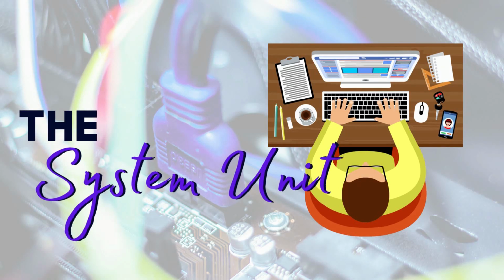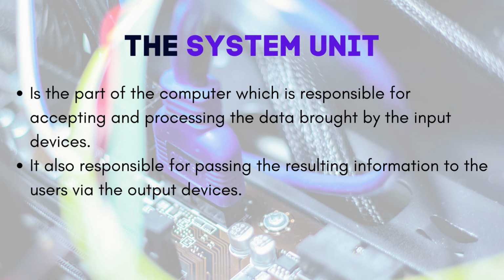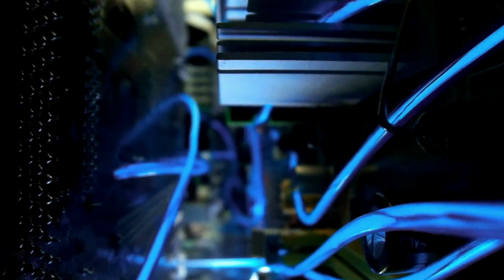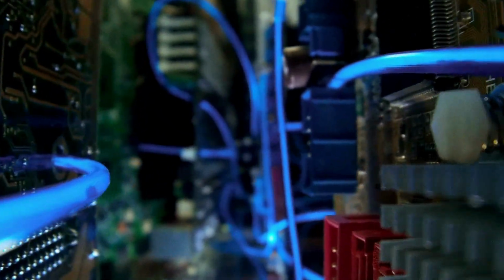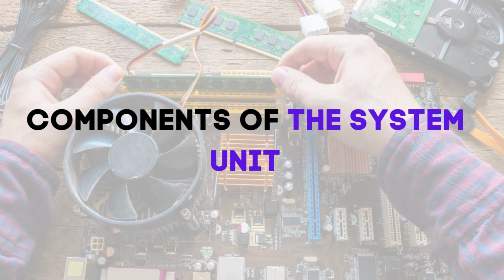The system unit is the part of the computer which is responsible for accepting and processing the data brought by the input devices. It is also responsible for passing the resulting information to the users via the output devices. Components of the system unit.